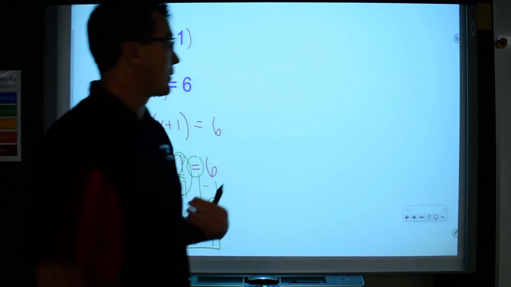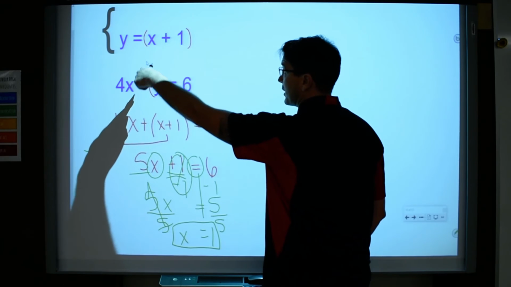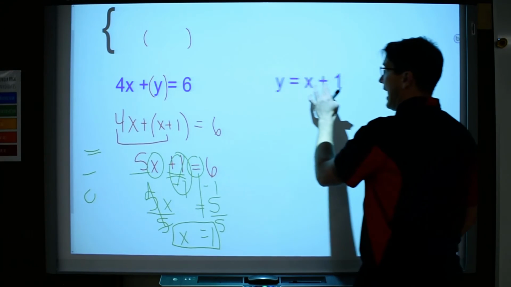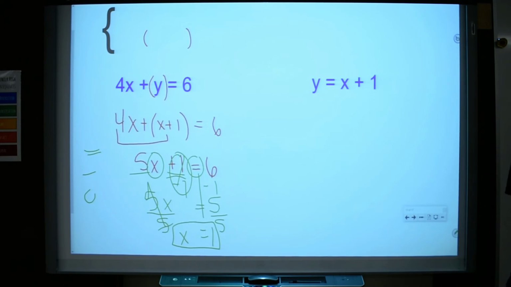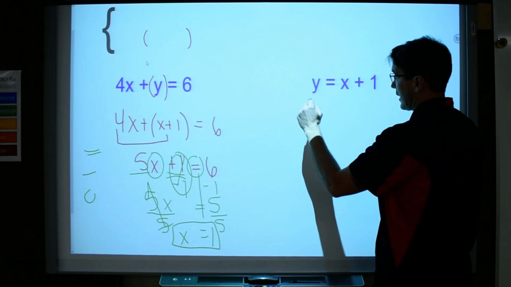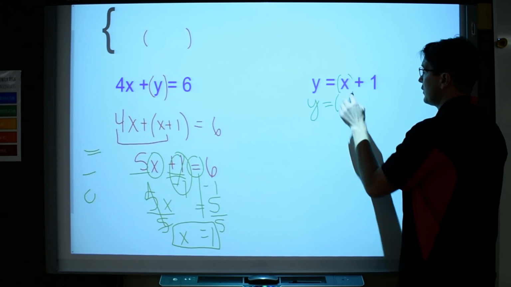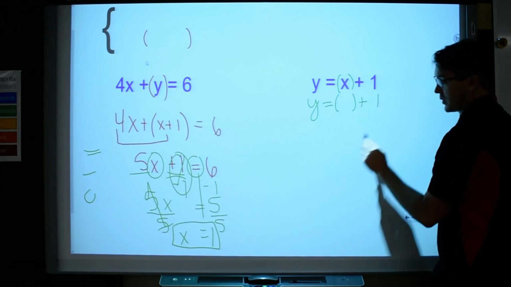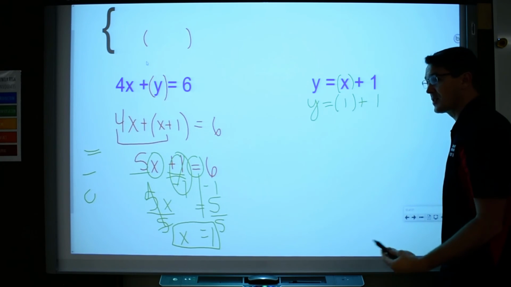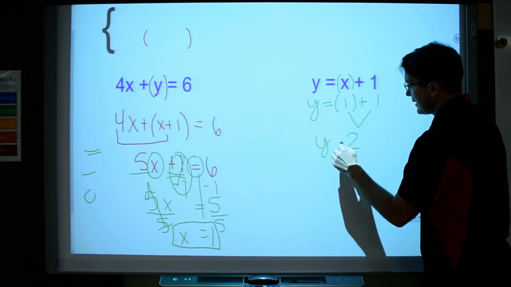No, because I still need to find y. And so again, I can't go back and substitute into the original equation. I'm going to go back and use the other equation that I haven't used yet and substitute into that one. In this case, I'm going to be substituting in for x. So I have y equals, because I now know what x is, I can substitute the value of x, which is 1. Now it's a quick simplification. 1 plus 1 is 2, so y equals 2.